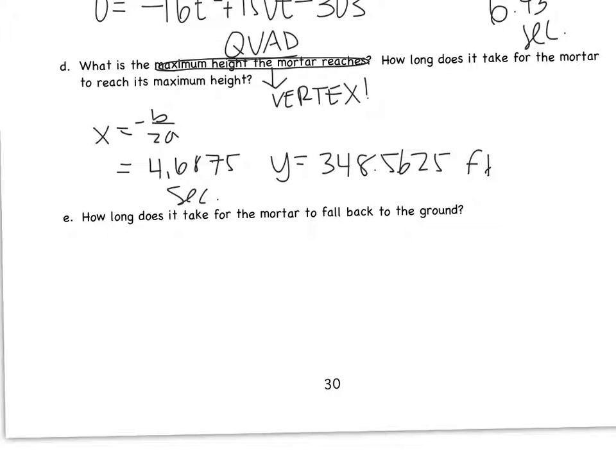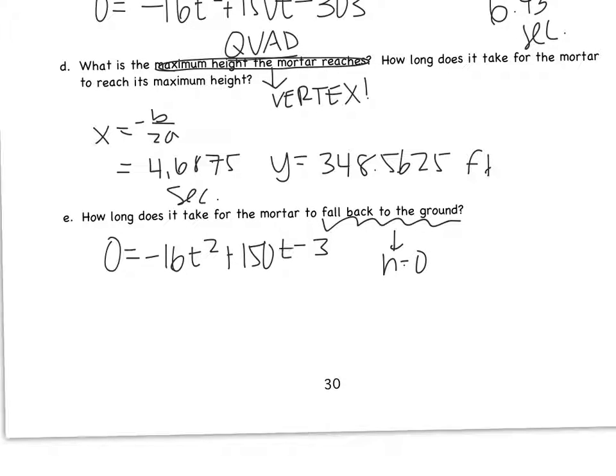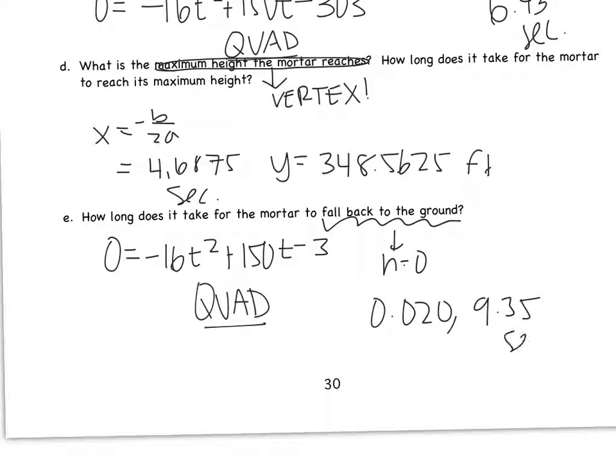And then lastly, for part E, when does the mortar fall back to the ground? So falling back to the ground would mean that our height is 0. So you should have set your original equation equal to 0. So again, this would be a case for the quadratic formula. You're going to get 2 answers. The first one is 0.020, and the second one is 9.35 seconds. That 0.020 is on the way up, though, so that's not the one we're interested in. We're interested in that 9.35 seconds. So hopefully you got those right. If you didn't, please go back and try to rework the problems that you did wrong.